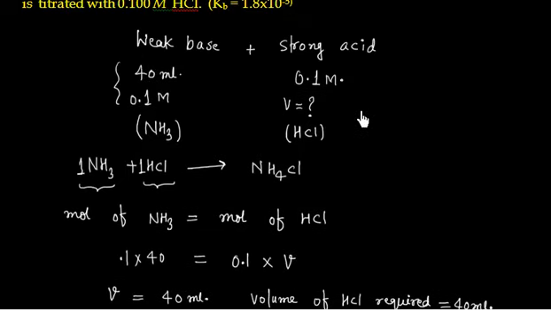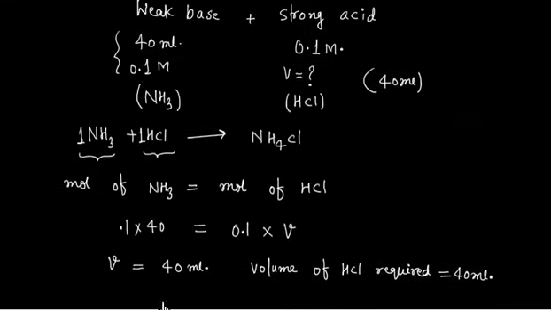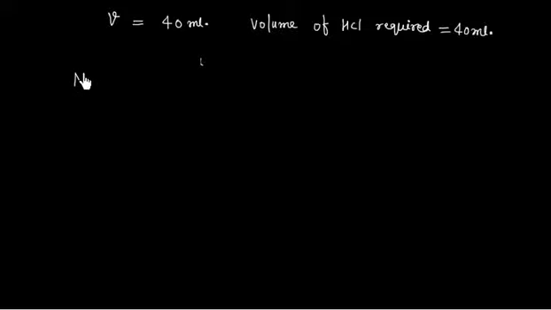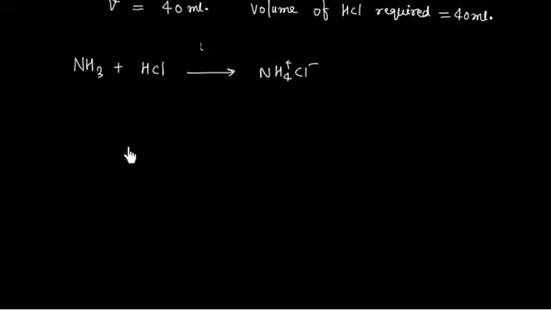So in this case we have 40 ml of HCl and 40 ml of NH3, that is both have 4 millimole. So we have a reaction of NH3 plus HCl, this will give NH4Cl. 40 into 0.1, that is 4 millimole. So I will have 4 millimole of ammonia, it will react with 4 millimole of a strong acid, and it will finally give 4 millimole of NH4Cl.